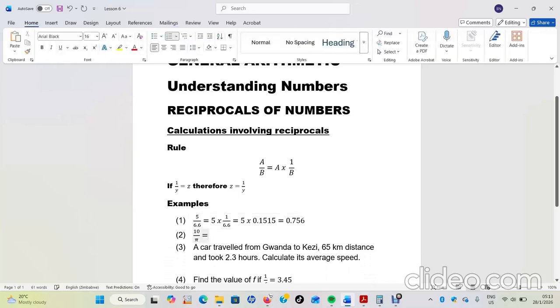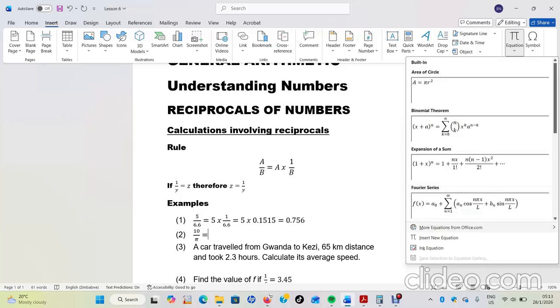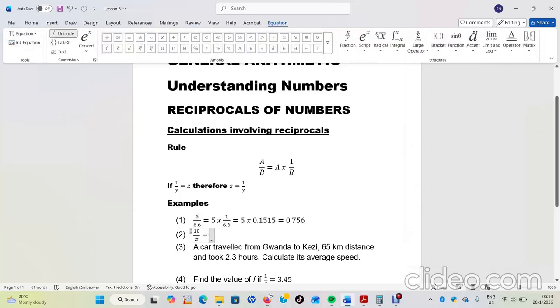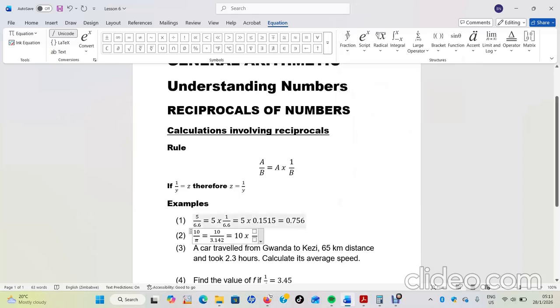Then 10 divided by pi. Let's first replace that pi symbol by the number itself. So it's the same as 10 divided by 3.142. I hope everyone knows the number for pi, which is the same as 10 times the reciprocal of 3.142.